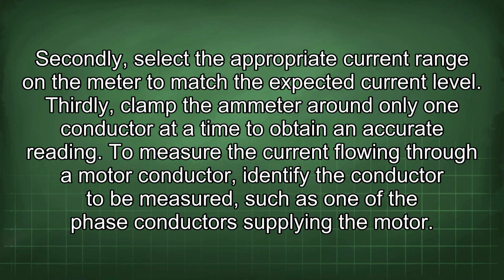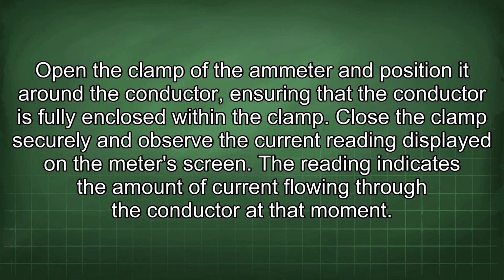To measure the current flowing through a motor conductor, identify the conductor to be measured, such as one of the phase conductors supplying the motor. Open the clamp of the ammeter and position it around the conductor, ensuring that the conductor is fully enclosed within the clamp. Close the clamp securely and observe the current reading displayed on the meter screen. The reading indicates the amount of current flowing through the conductor at that moment.